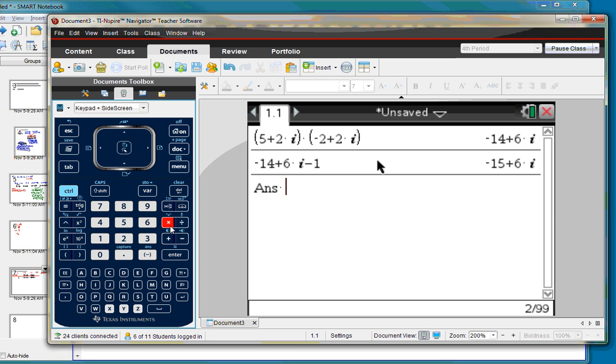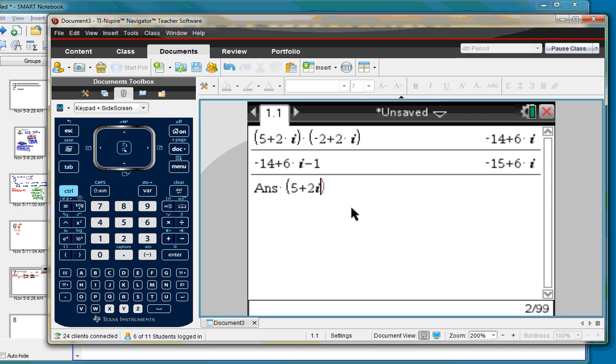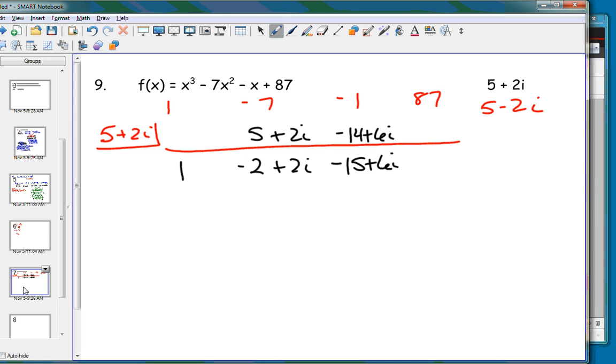It gave me answer, parenthesis 5 plus 2i again, so I don't have to think about it. The calculator does the whole thing for me. And what's it give me? -87, which has proven to give me a 0, which means that is what? A factor, meaning it is a 0. So now I have to prove what else to be a 0.